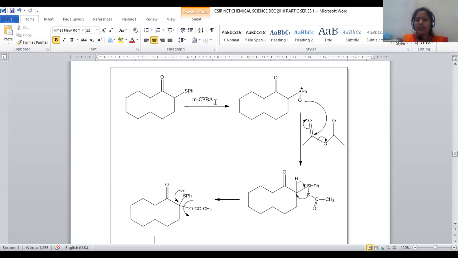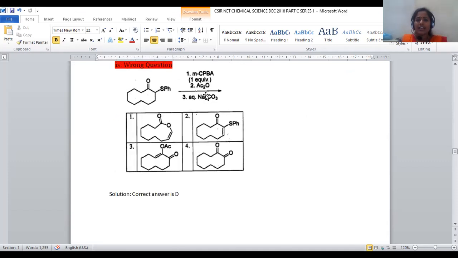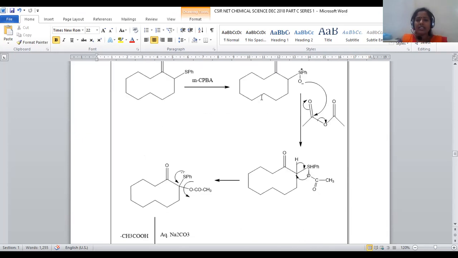Meta-chloroperbenzoic acid. What is the purpose of meta-chloroperbenzoic acid? It is a kind of oxidizing agent. It is used to liberate the oxygen so that here the S-oxide will be generated, right? So the S-oxide will be generated, upon treating with the second reagent, that is acetic anhydride. We are treating with acetic anhydride. This oxygen will be linked to the carbonyl center.